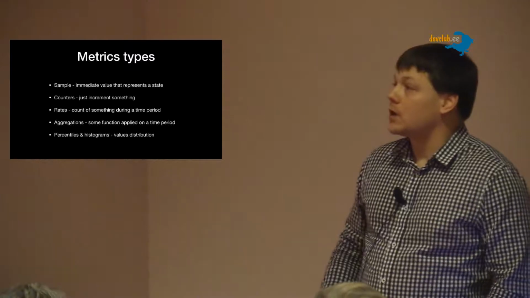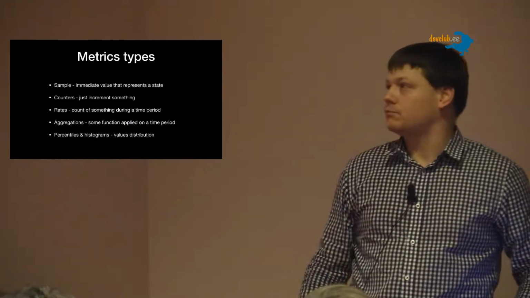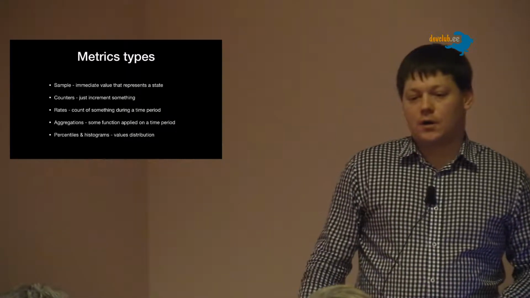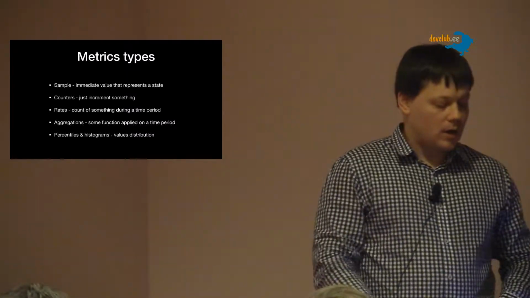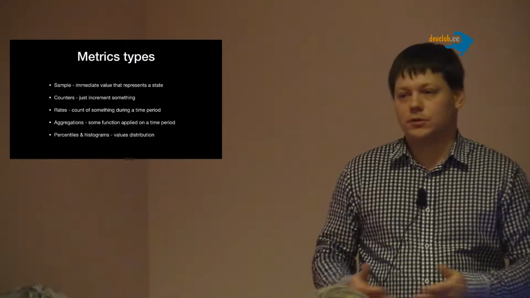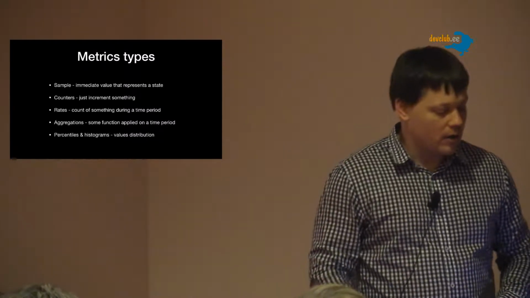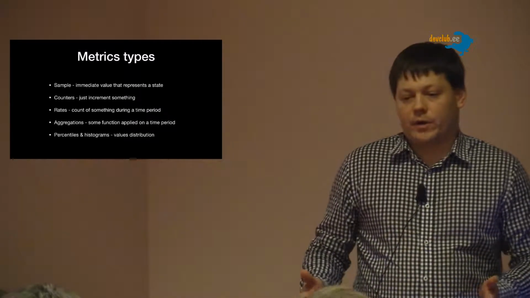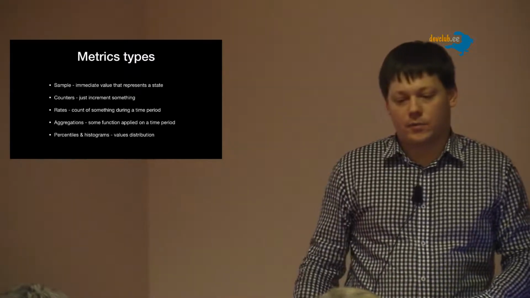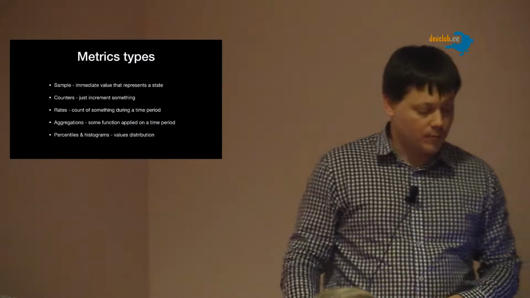Here are some basic metric types. A sample is just a snapshot of a value at some time, like CPU load. Counters are integer or integer-like values that just increase on some events. Rates are about how many megabytes per second came through the wire, or how many times you consumed some service, and so on.